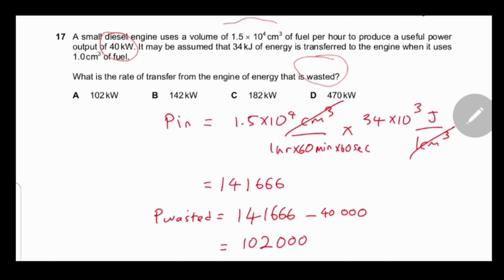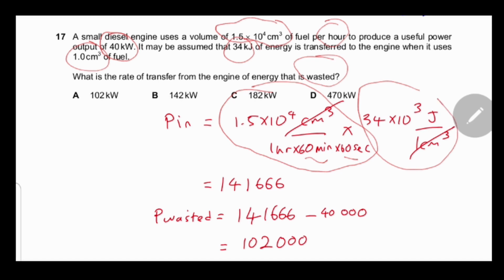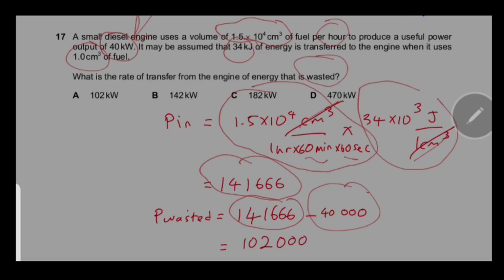Now, they gave you the volume of fuel that is used per hour, and they also told you how much energy is in 1 centimeter cube of fuel. So I take the volume of fuel consumed per hour, and change it to seconds, that's why it's 1 hour times 60 minutes times 60 seconds. I multiply by the energy in 1 centimeter cube. You will notice that the centimeter cube will cancel, and you'll be left with joule per second, which is the power input. So this is your power input. Subtract your power output, and then you will get your wasted power.